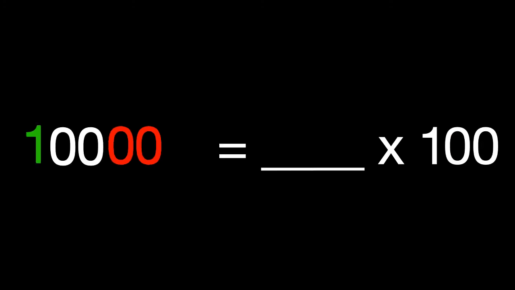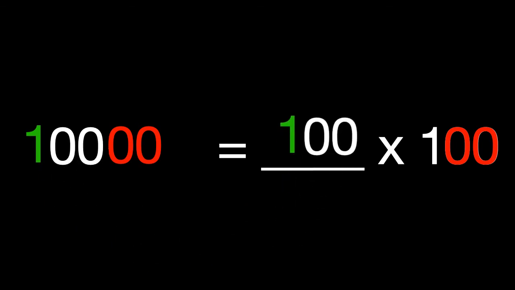The numbers are getting a little bigger this time. This one, I would say, is going to be a tricky one. Let's check it out. So we have 10,000 equals something times 100. Well, I know that because I've got times 100, those 2 red zeros are going to come from the 100. Then everything else is going to have to go into the blank. And that means that 100 times 100 actually equals 10,000. That's a bit of a tricky one.